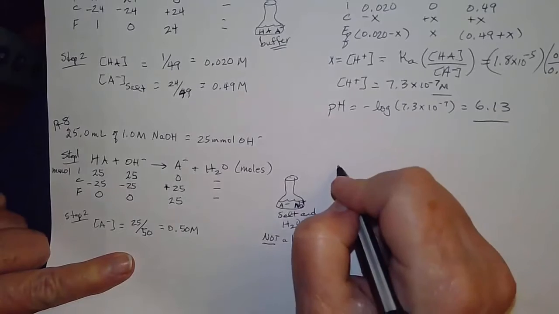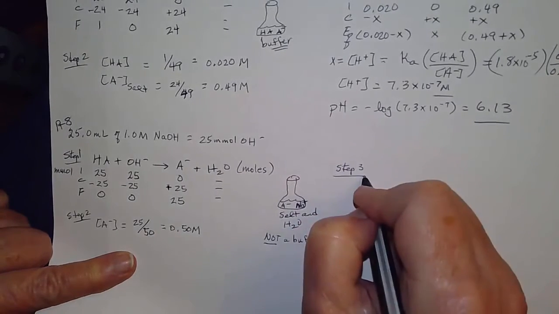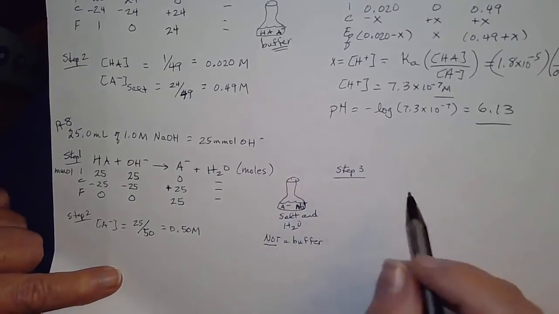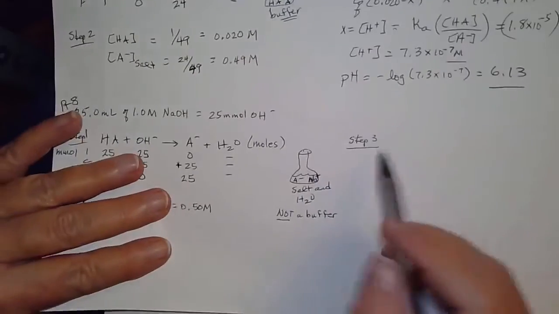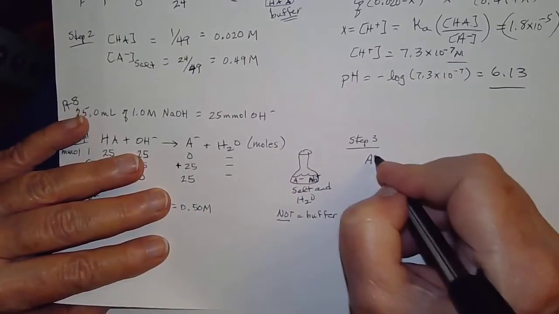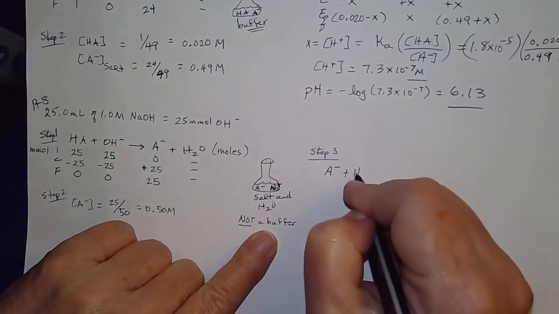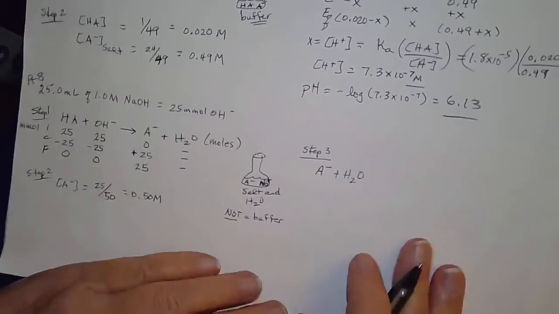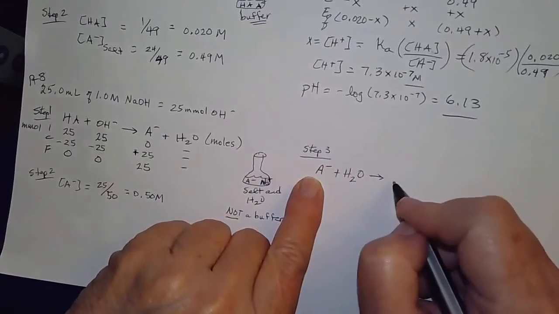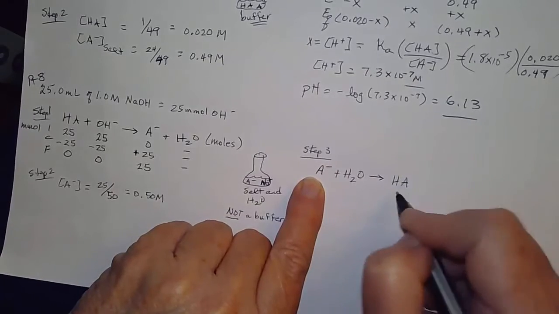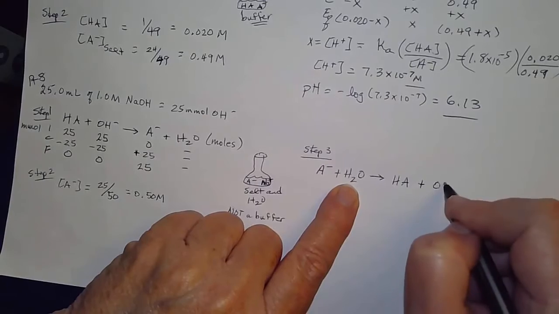So step three. All right, step three. I cannot use that. I don't have any of that. So the only thing I have in my beaker is the conjugate base, and it's going to react with water. And it's going to form some weak acid, not much, but a little, plus the hydroxide. Acid donates to the base.